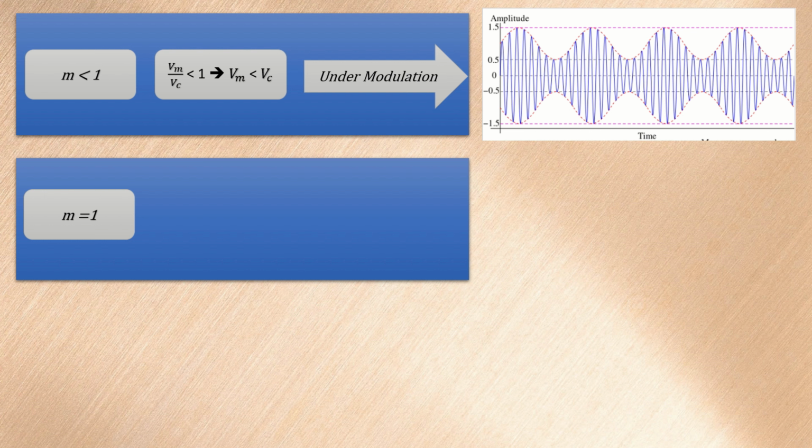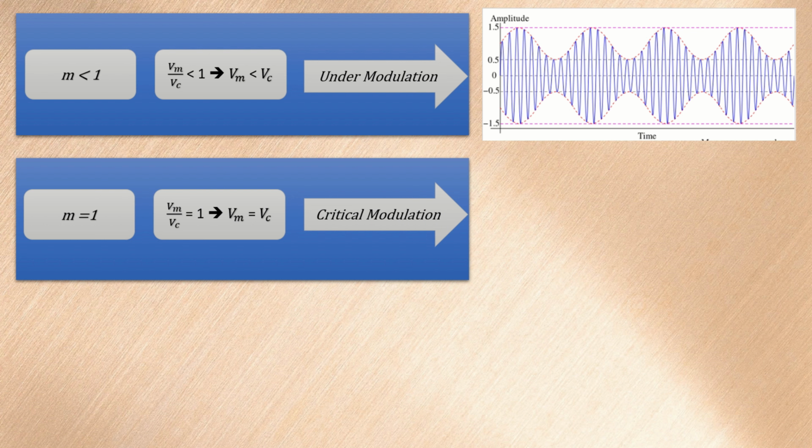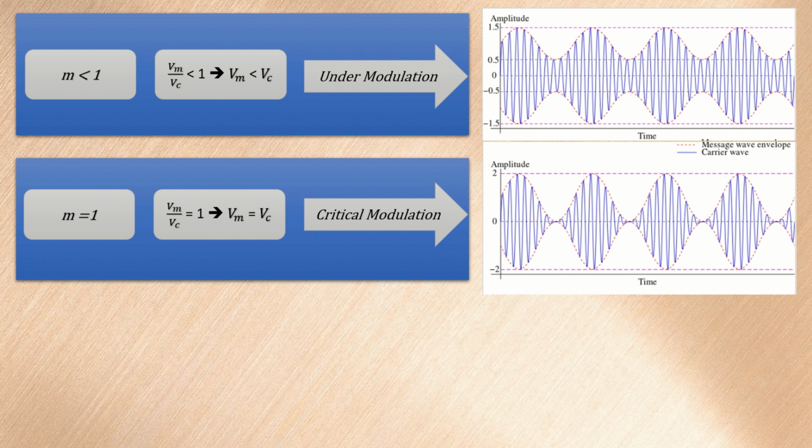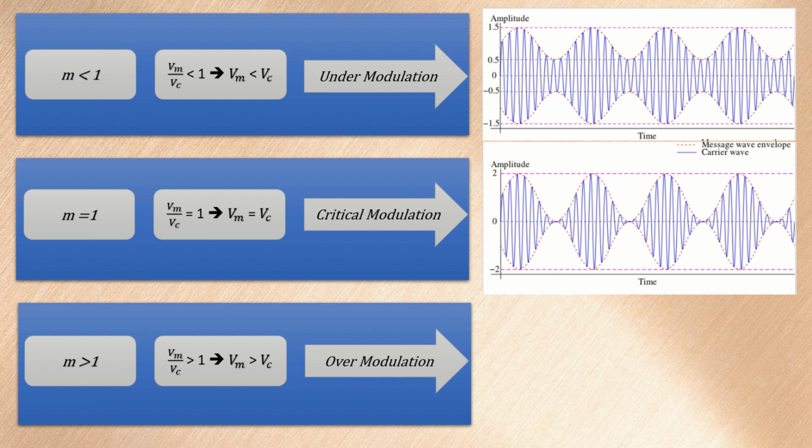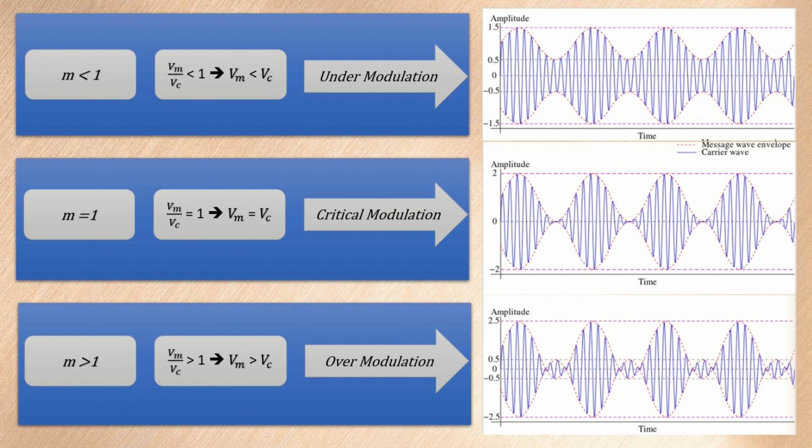When modulation index is equal to 1, that is, Vm by Vc is equal to 1, that is, the message signal amplitude and the carrier signal amplitude is similar, we say it is critical modulation. In this case also, we can recover our message signal. When modulation index is greater than 1, that is Vm is greater than Vc, then we say it is over modulation. In this case, by using the envelope detector or by using the demodulation techniques, we can't recover our message signal.